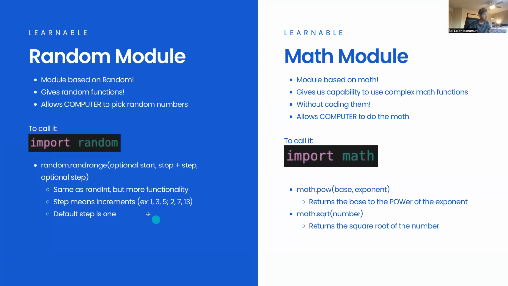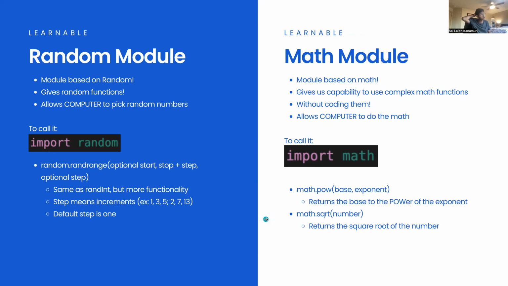Step means increments, like 1, 3, 5 or 2, 7, 13. For the 1, 3, 5, the step is 2, and for 2, 7, 13, the step is 5. So if you put the step as 2 here, and it's from 0 to 11, it's 0, 2, 4, 6, 8, 10, and it won't go any more than that.